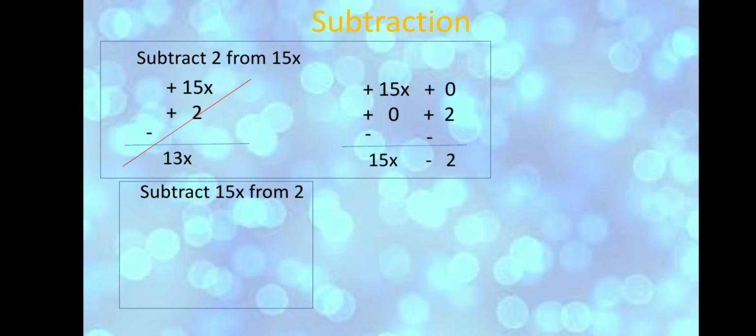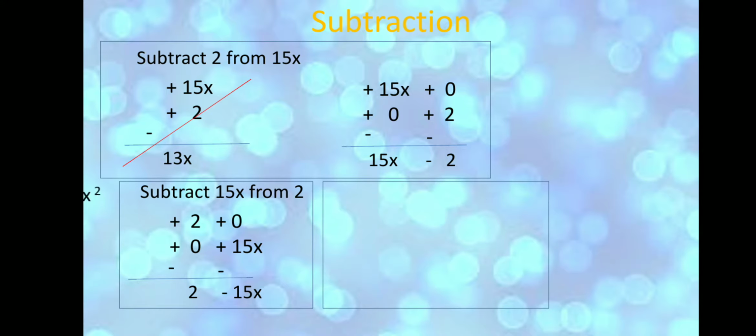Now they ask you to subtract 15x from 2. So 2 will come in the minuend row and 15x will come in the subtrahend row. Now we'll change the sign of 0 from plus 0 to minus 0, and from plus 15x to minus 15x. Now when we subtract it, we get the answer as 2 minus 15x. So I hope you are trying to understand the subtraction of algebraic expressions.